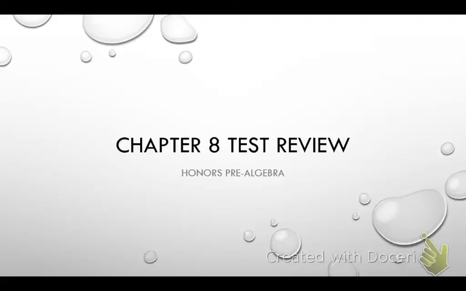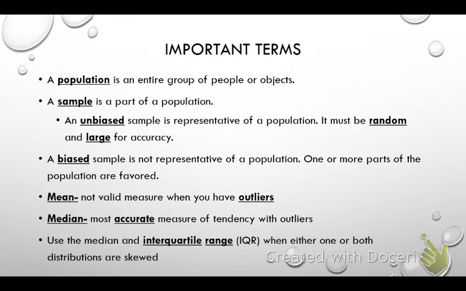Okay, Chapter 8, test review. The first thing we need to go over is all of those vocabulary terms, and it is on your test tomorrow. So all of these are on your test tomorrow. They might be worded a little differently, or the order might be a little different. But the terms that you see in bold, those are the terms that you would need to know, like population is an entire group of people or objects.